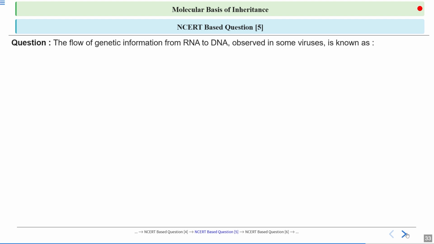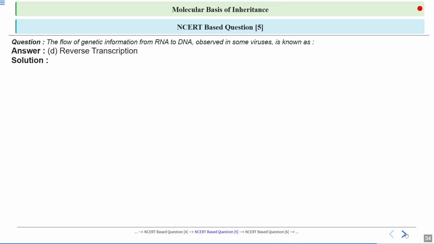So the next question asks, the flow of genetic information from RNA to DNA observed in some viruses is known as? We know that the normal central dogma is when the genetic information flows from DNA to RNA to protein, DNA to mRNA to protein, whereas the genetic flow in some viruses is RNA to DNA, and what is it known as? It is known as reverse transcription, because the conversion of DNA to RNA is known as transcription, so the reverse will be known as reverse transcription, and it has been seen in some retrovirus.